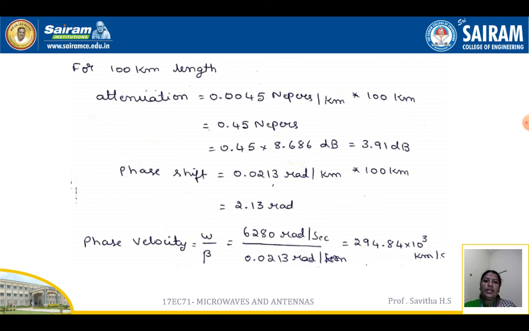For the 100 kilometer length, I need to calculate the attenuation. Attenuation is 0.0045 nepers per kilometer into 100 kilometers, so 0.45 nepers. In terms of decibels, it will be 3.91 decibels. The phase shift is 0.0213 radians per kilometer into 100 kilometers. In terms of radians, it will be 2.13 radians. So phase velocity is nothing but omega by beta. Substituting the values, I'll get 294.84 into 10 to the power of 3 kilometers per second.